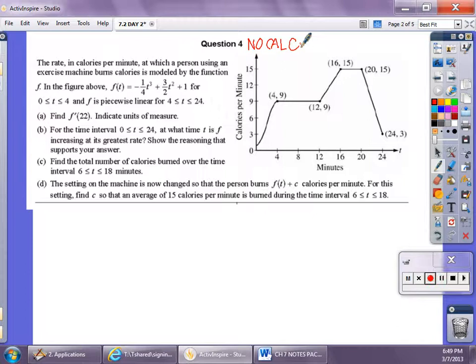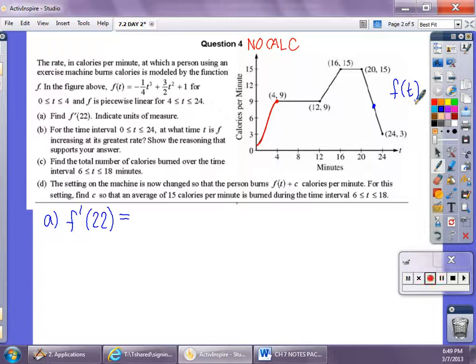The rate in calories per minute at which a person using an exercise machine burns calories is modeled by the function f. f of t is given for 0 to 4. So what's interesting is there is a polynomial function given just for this piece, and then the rest of it is piecewise linear. All right, good to know. Let's start with f prime of 22. So at 22, that would be here. This is the graph of f.